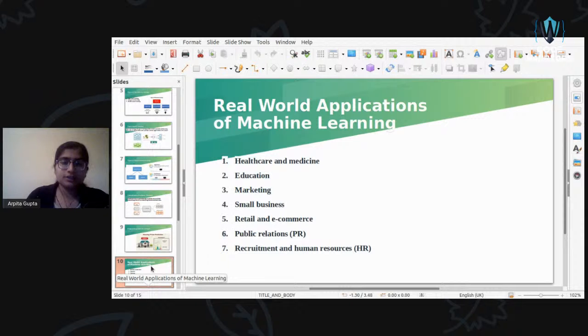Talking about some of that, in healthcare there are a lot of things being done with the help of machine learning, like cancer classification. On the basis of image analysis and image prediction, we predict whether cells are cancerous or not. In healthcare, they are used in this way.